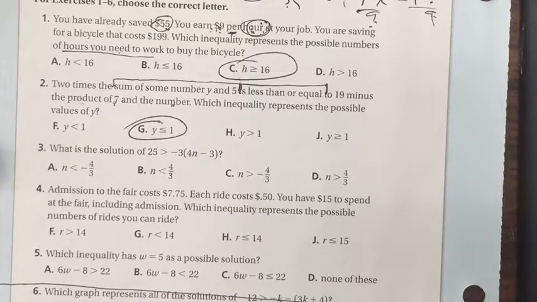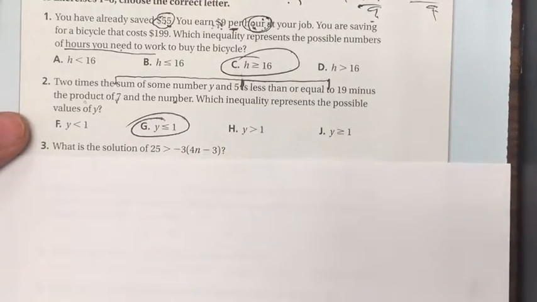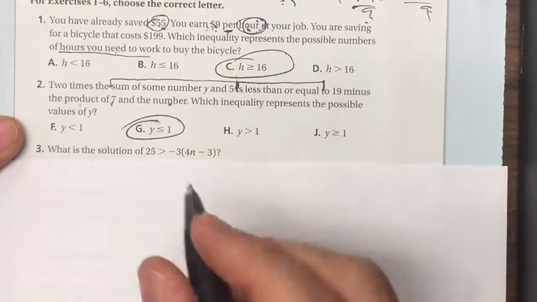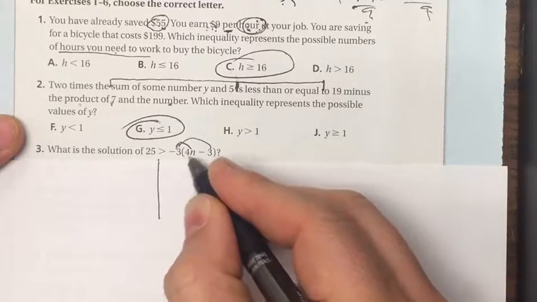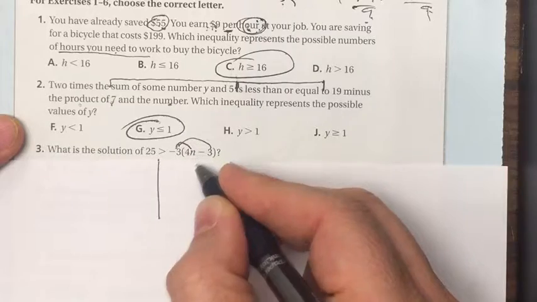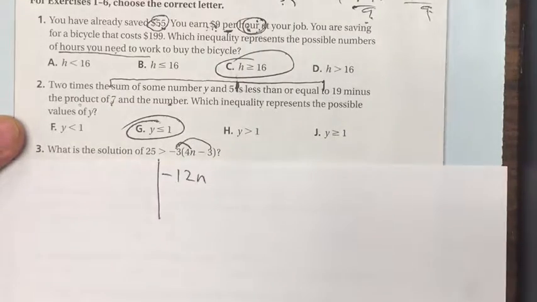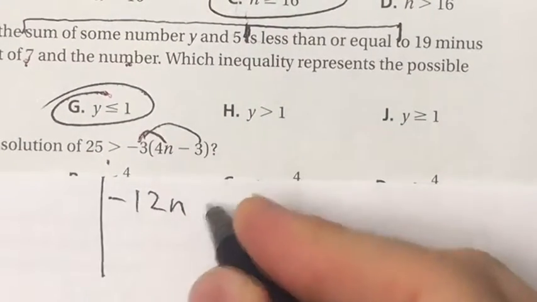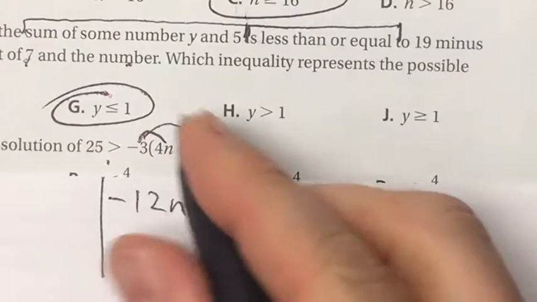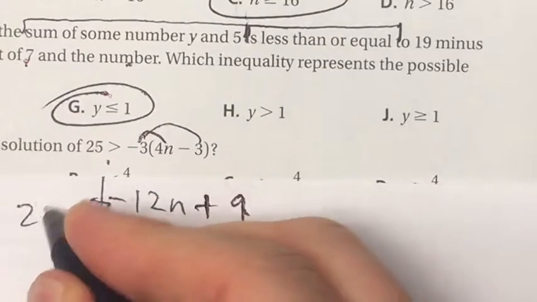We still have some time. What is the solution of 25 is less than negative 3 times the quantity of 4n minus 3? Let's go ahead and do it. Distribute, distribute. Negative 3 times 4n is negative 12n. And watch carefully here. I'm going to zoom in so you can see. Negative 3 times negative 3 is positive 9. So when we distribute that, make sure you get the right sign there. We have that, and we have 25 over here.